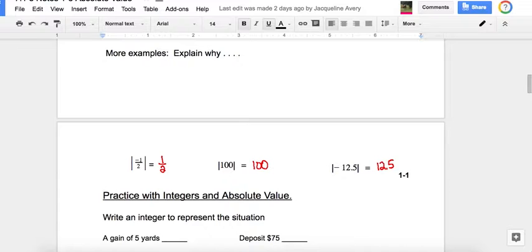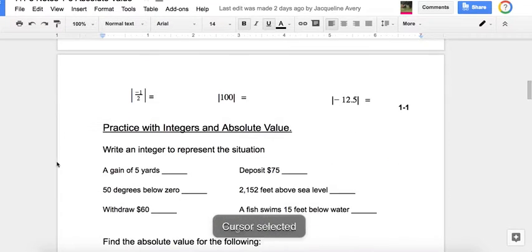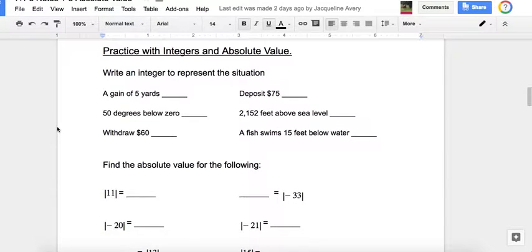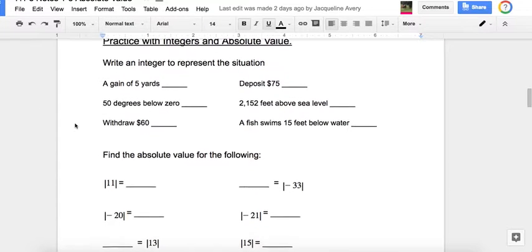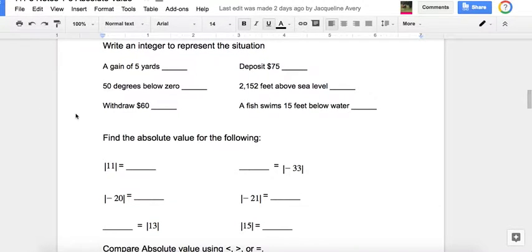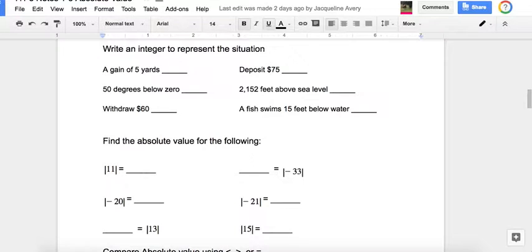Okay, let me move on up here. This is practice integers and absolute value. So write an integer for each situation. So the first one, a gain of 5 yards, that is positive 5. 50 degrees below 0 is negative 50. A withdrawal of $60 is negative 60. A deposit of $75 is 75 because your account's going up.